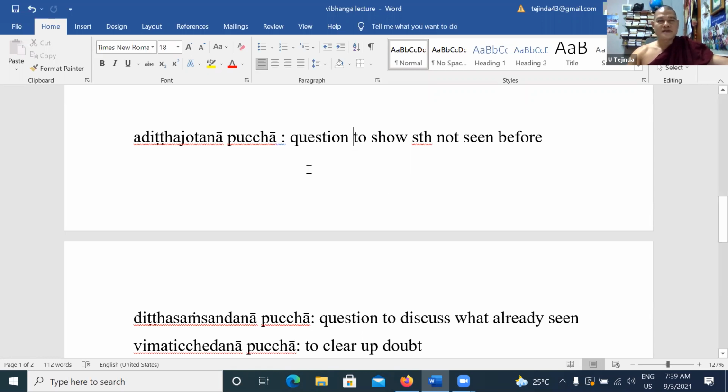So sometimes we don't see, we don't know. That's why we want to acquire knowledge, and we make a question. Such a question is called Adita Jotana Pucha. We want to be clear about what we haven't seen before, what we haven't known before.